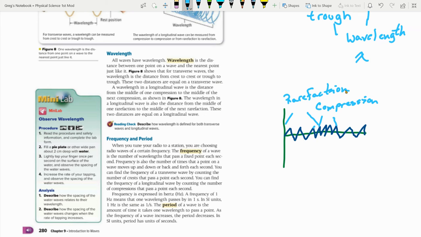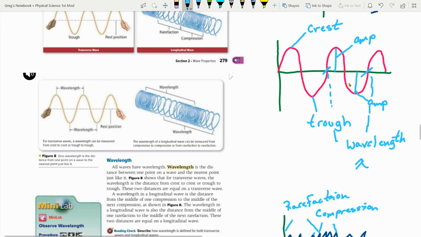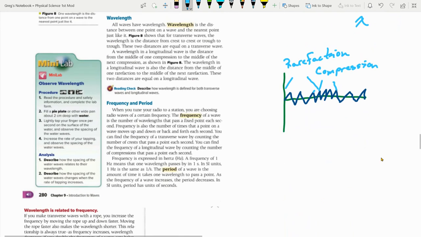Now, just like in the transverse wave, I can measure amplitude inside or outside, or in the trough, or in the crest here. I can do the same down here. I can go where the rarefaction is. This could be my wavelength, I'm sorry. Not my wavelength. My amplitude. This could be my amplitude. And this area right here where it's compressed, I can also measure my amplitude there.